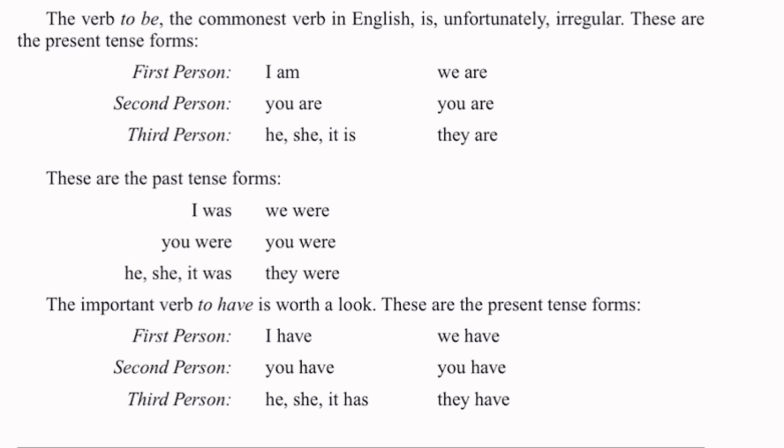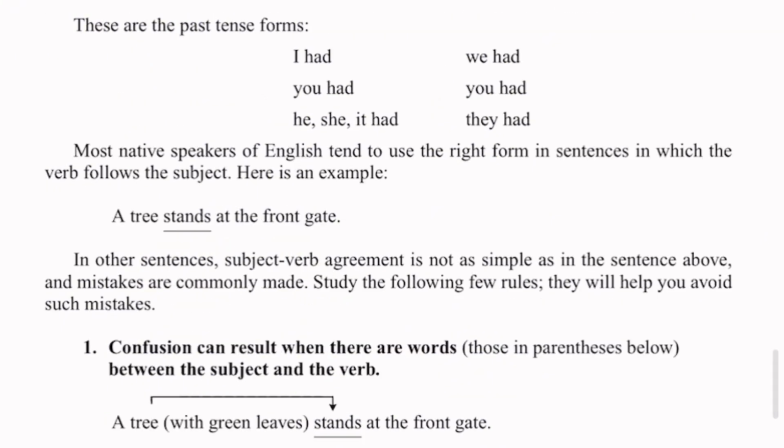So remember, all these things we've explained in our auxiliary verb. Was is what? Past singular. Were is past plural. I had, we had, you had, she had. Most native speakers of English tend to use the right form in sentences in which the verb follows the subject. Here is an example. A tree stands at the front gate. But we learners of the English language, especially English as a second language, tend to confuse these tenses. And that is why I curated this course.